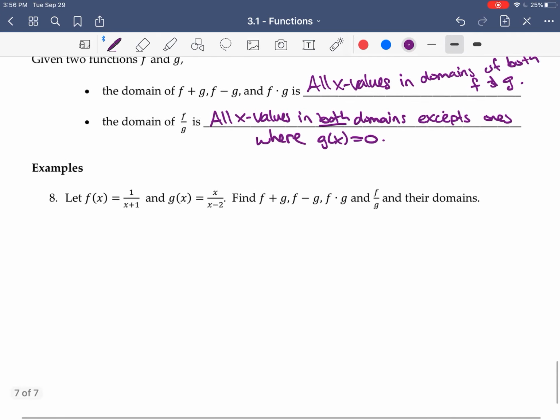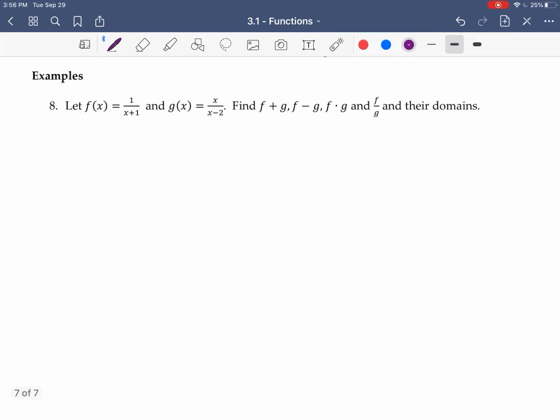Okay, so now one more big example where we're combining a bunch of functions. Okay, so I'm going to start by doing the domain of f. Okay, so we need to find all these functions and also their domains. So to do that, I want to know the domain of f and g. Okay, so the domain of f, I can't have the bottom being 0. So I need x plus 1 to not be 0, which means that x cannot be negative 1. Okay, so in interval notation, that's negative infinity to negative 1, and then negative 1 to infinity, where I don't include negative 1 in either of those.